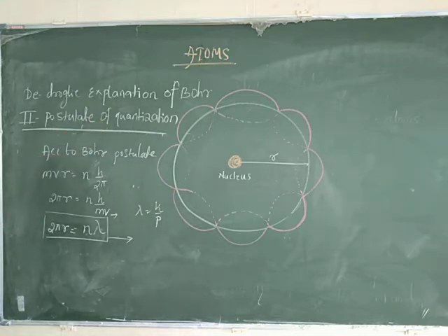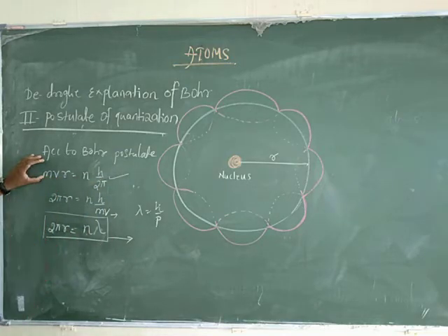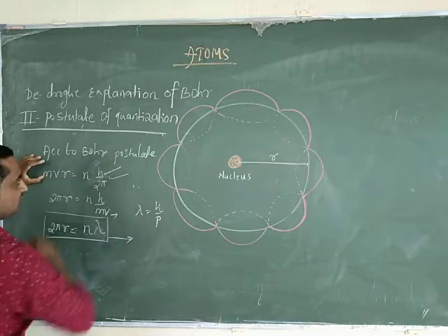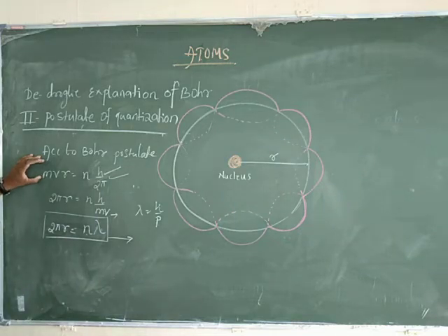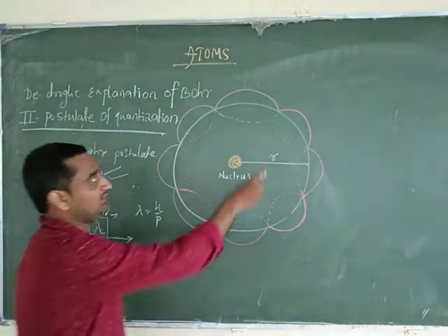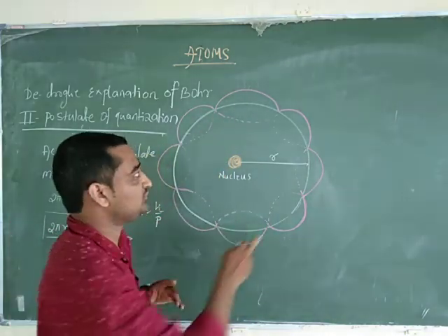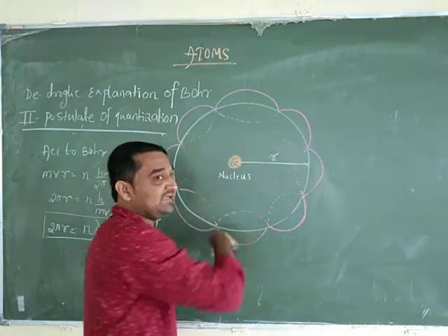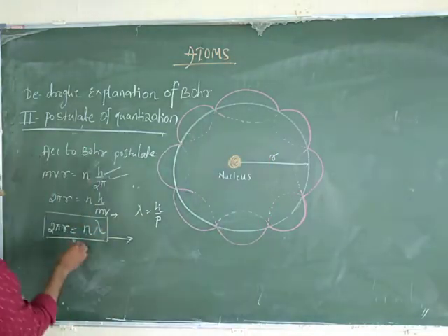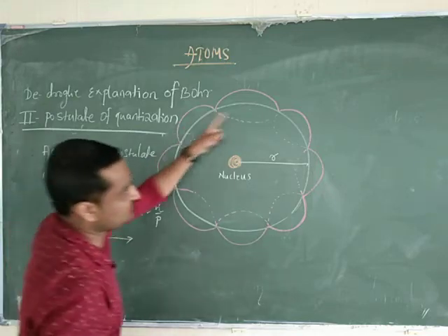postulate of quantization. What Bohr's postulate gives, that the angular momentum of an electron is equal to n into h upon 2 pi, is compared here with the wave nature of the electron. So when the electron is revolving in a stable orbit, it has wave nature. So here the circumference of that stable orbit is equal to an integral multiple of the wavelength.